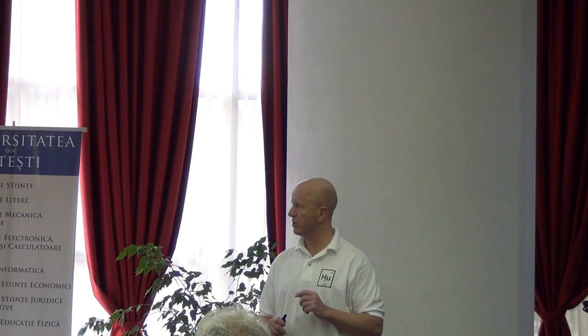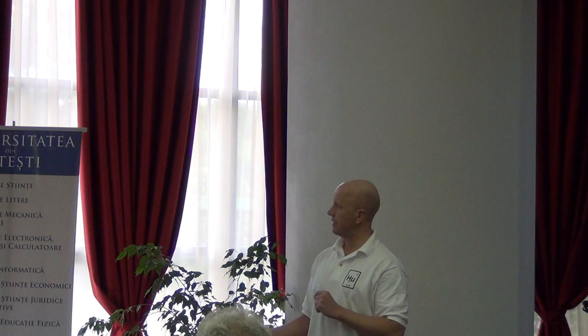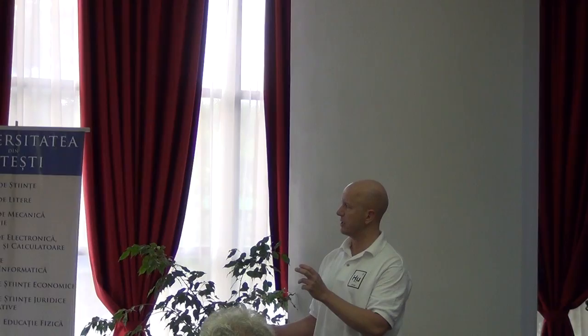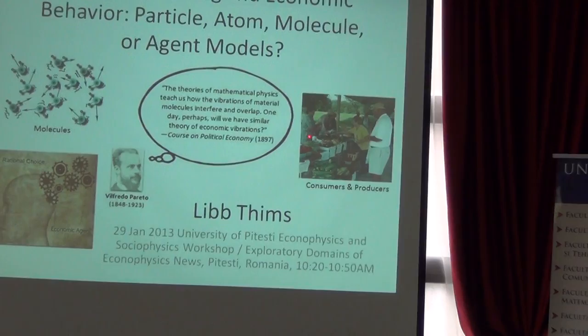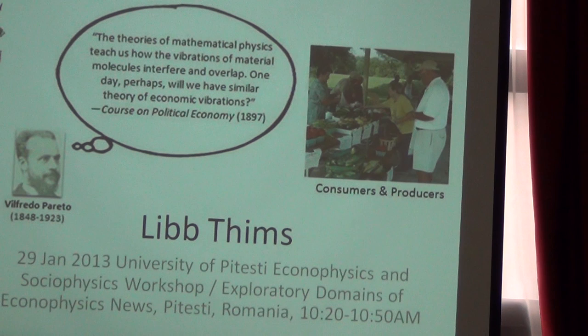in Switzerland. In 1897, he taught his students: theories of mathematical physics teach us how vibrations of material molecules, his conception of a person, so these material molecules, consumers and producers, interfere and overlap. This was based on the mathematical physics of the day, that solid bodies had molecules in structure, and they vibrated.